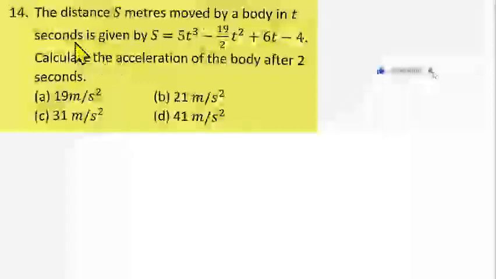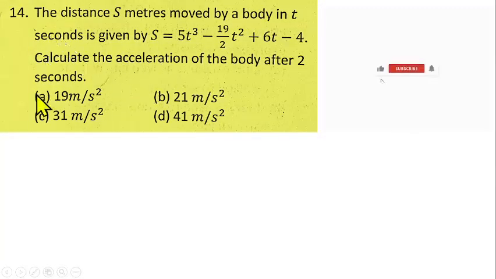Question number 14 is from the application of differentiation to rectilinear motion on the straight line. The distance x in meters moved by a body in t seconds is given by x equals 5t cubed minus 19 over 2 t squared plus 6t minus 4. We have to calculate the acceleration of the body after 2 seconds.